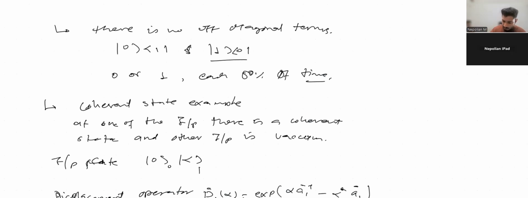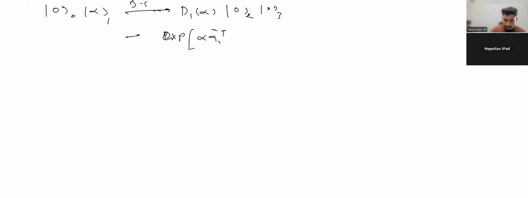This is the input to the beam splitter. So what will be the output? For the output, we have to operate D1(alpha) at 2 and 3. So what is D1(alpha)? D1(alpha) is defined as this, simply by writing exponential of alpha a1 dagger.